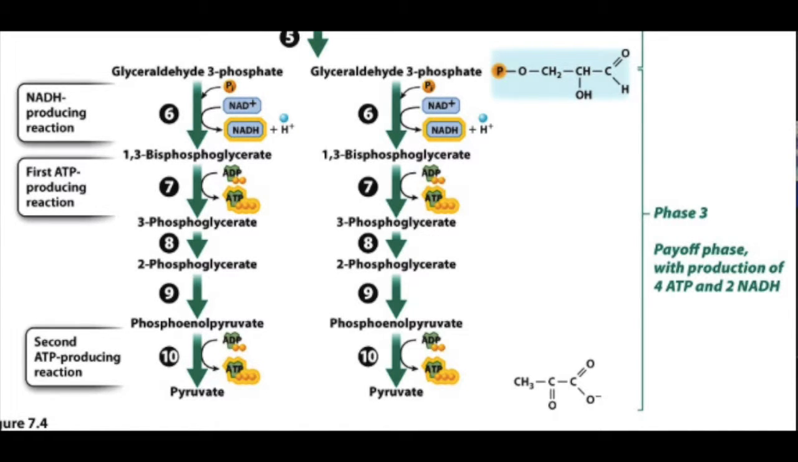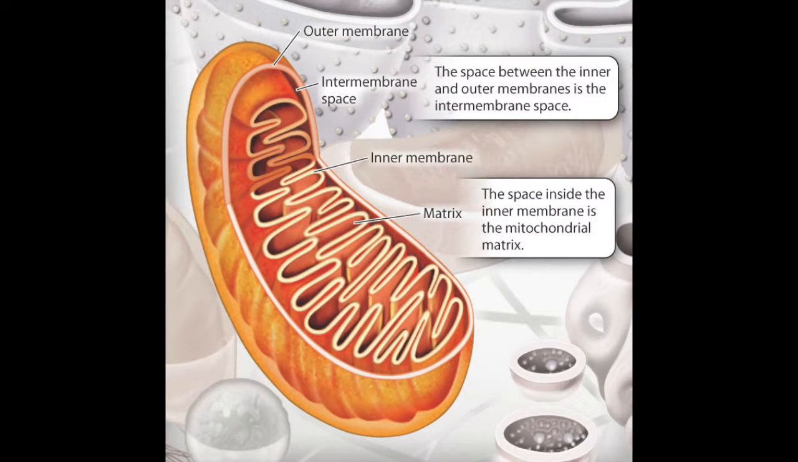Steps 6 through 10 are known as the payoff phase, with the production of 4 ATP and 2 NADH. We produce 4 ATP in total while we use 2 ATP during that cycle. And stage 2 of cellular respiration is acetyl-CoA synthesis, where pyruvate is broken down to create more energy.